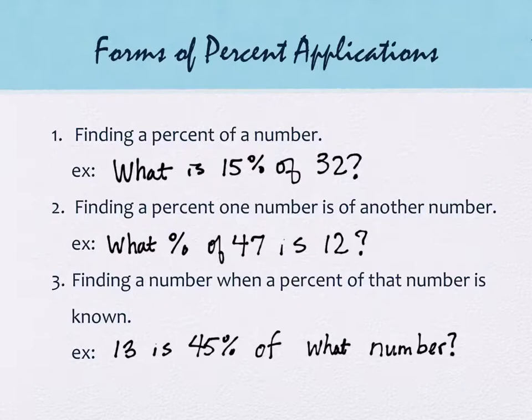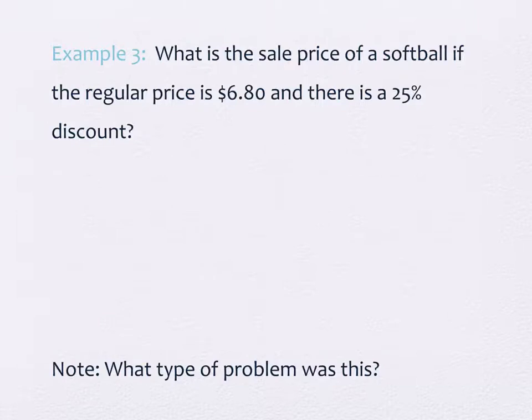The third one was finding a number when a percent of that number is known. And I've got a nice example to show you this one in a little bit here. So we're going to do 3 applications, one of each type. And we're actually going to do these with proportions.